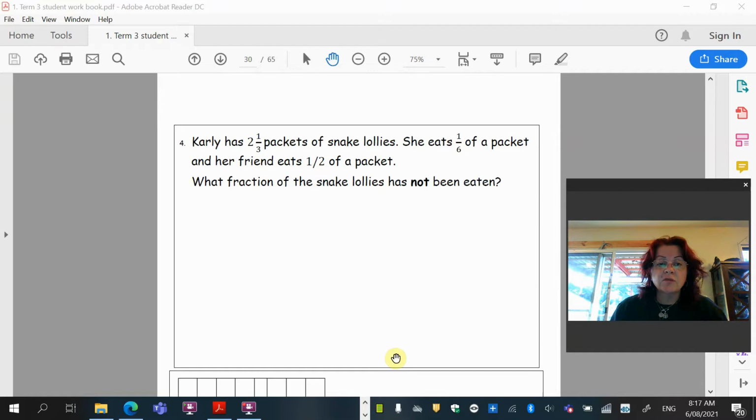Okay, moving on to, this is a very similar question to what will be on your exam. So on your assessment, Carly has 2 1/3 packets of snake lollies. She eats 1/6 of a packet and her friend eats half of a packet. What fraction of the snake lollies has not been eaten?